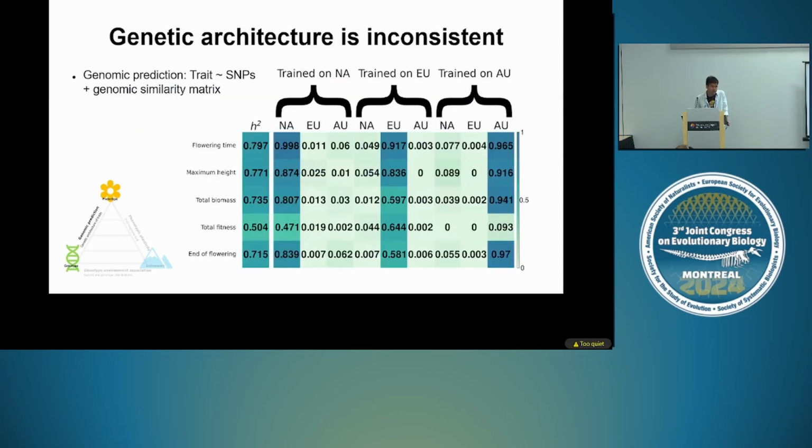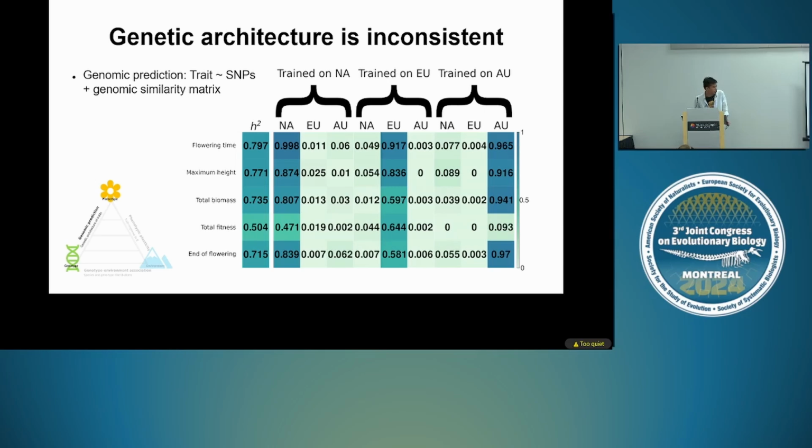But the thing is, because the way these traits are correlated differs so much between the ranges, what ends up happening is that the phenotype-genotype associations are actually inconsistent.